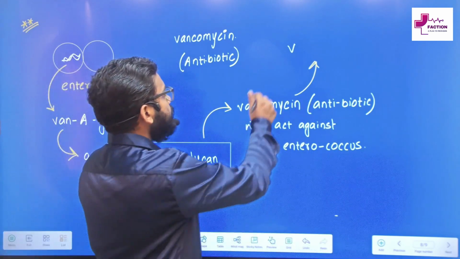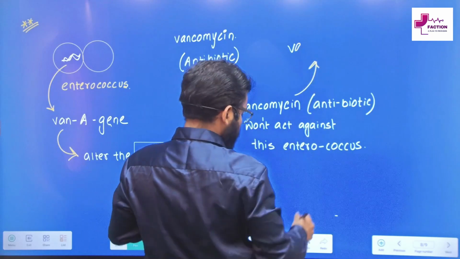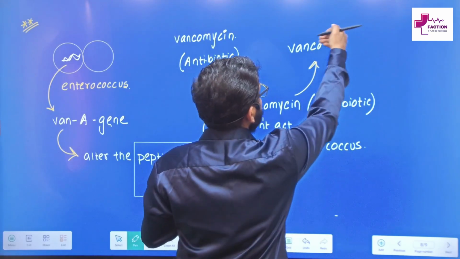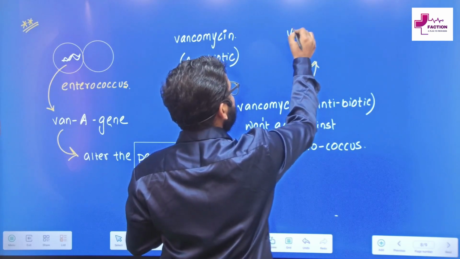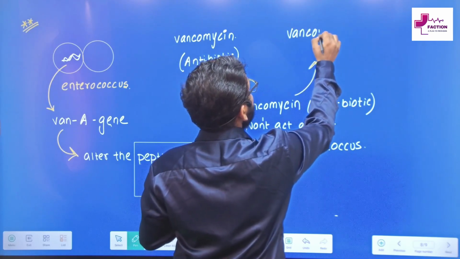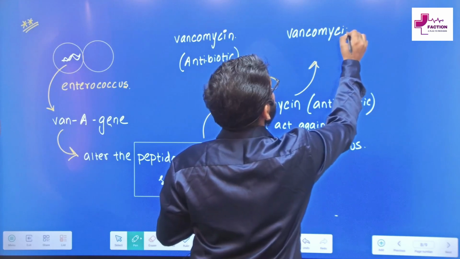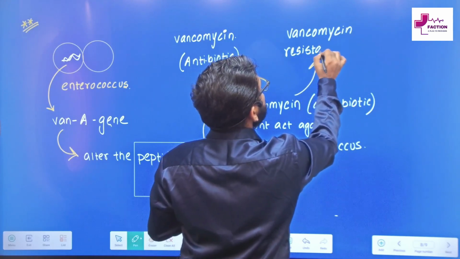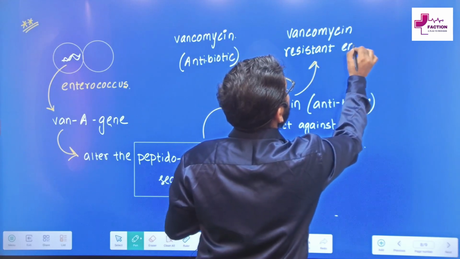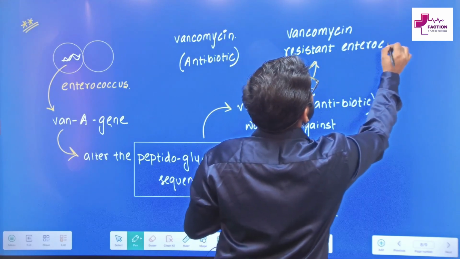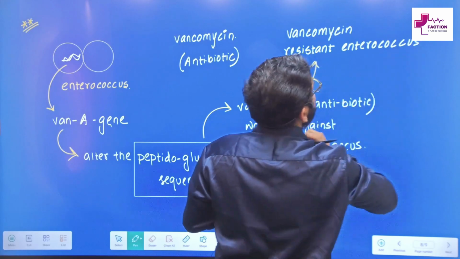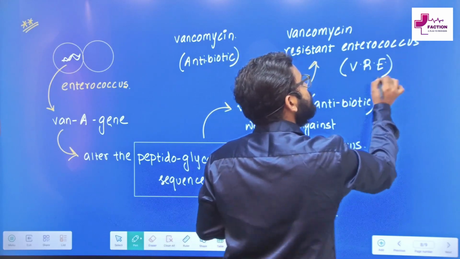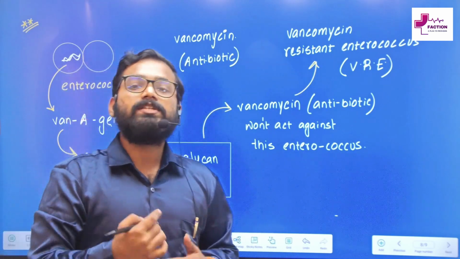Is it clear? This bacteria will now be called vancomycin resistant enterococcus, or simply we will denote it as VRE. I hope this process is clear.